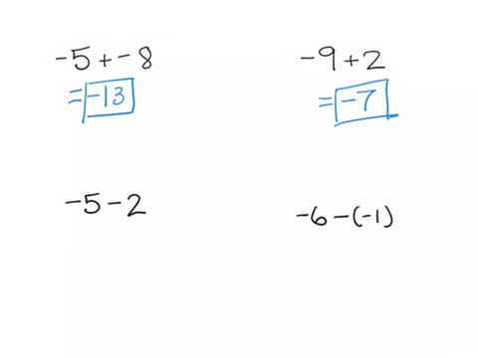So I'm going to keep his sign, so that's going to make this a -7. And so again, just to repeat that, when we're adding, if they have the same sign, add them and keep the sign. If they have different signs, subtract them and keep the sign of the bigger number.